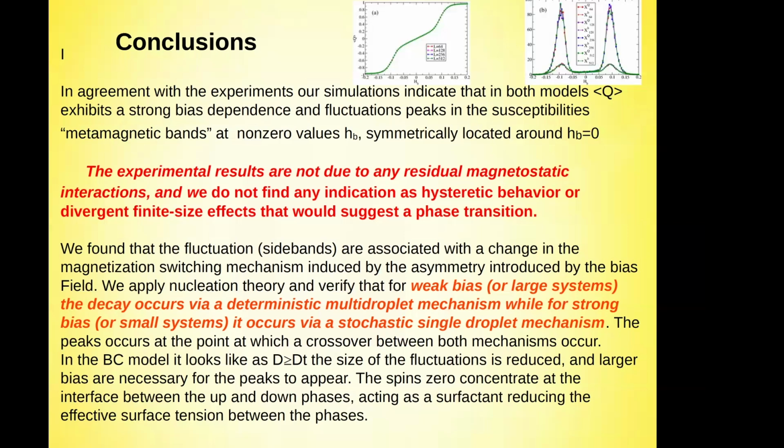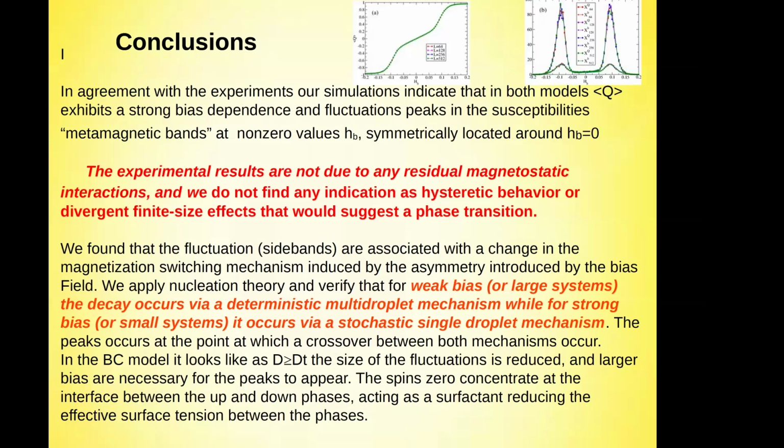And I think we prove in a very clear way that the experimental results are not due to any residual magnetostatic interactions. We do not find any indication of hysteretic behavior or diverging finite-size effect that would suggest a phase transition. So the side bands are not due to residual magnetization, and are not a phase transition. What we found is that the fluctuations are associated with a change in the magnetization switching mechanism.